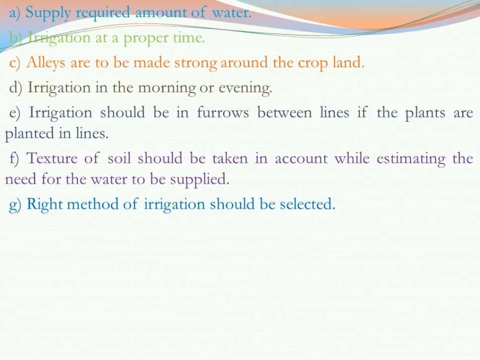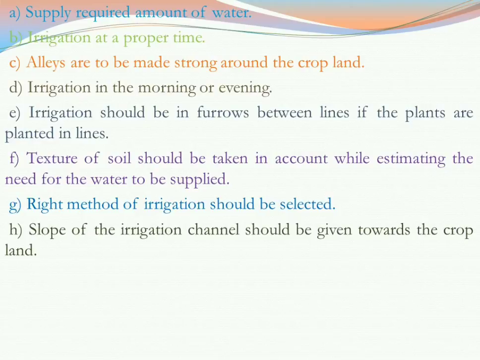The right method of irrigation should be selected. Like we have discussed earlier, if the plants are planted in a line, then we have to follow furrow irrigation. And there are so many different ways of irrigating different types of crops and plants, and we have to follow the right method for the right land and right crops.